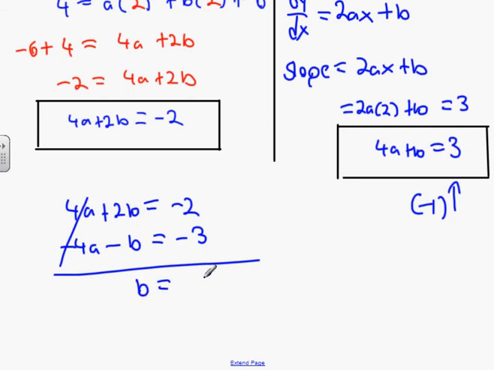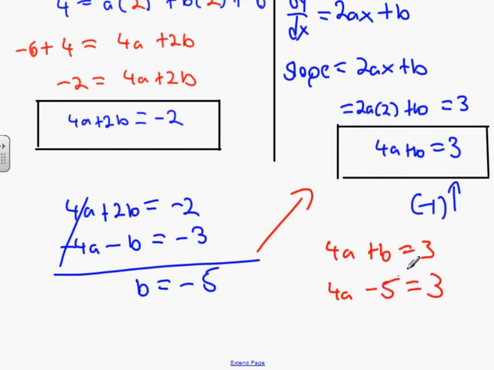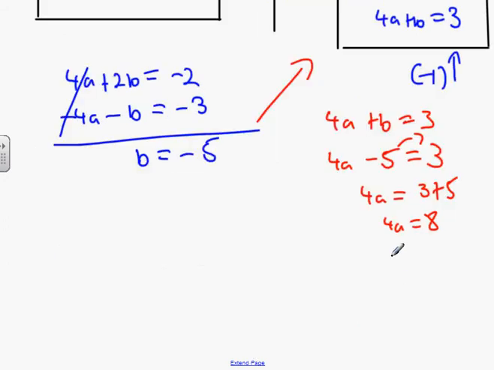b equals minus 5. If you find b equals minus 5, what's the next step you have to do? And find out? So 4a plus b equals 3. 4a, what's b? Equals 3. Bring the 5 over to your side. 3 plus 5 and 3 plus 5? 8. And then 4a equals, or a equals? 2. Is that right? a equals 2, b equals minus 5.